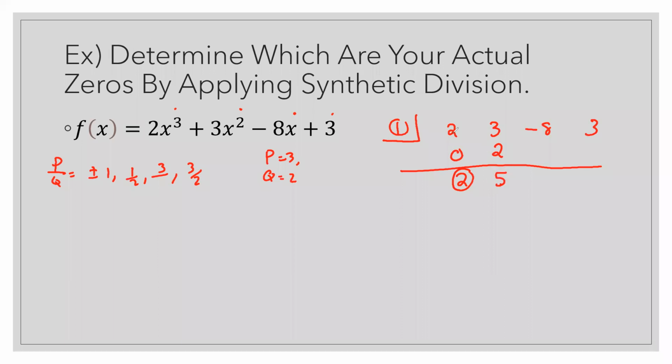And then 5 times 1 is 5. Put it here, and then add these two terms. What's -8 plus 5? -3. -3 times 1 is -3. Okay, good, it works. And I just literally picked it. So what that means is 1 is an actual zero, or 1 is your actual x-intercept. So you could say 1.